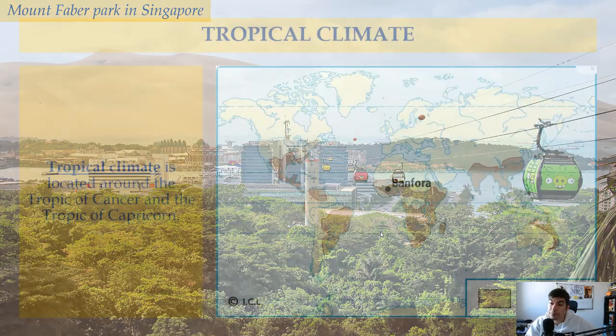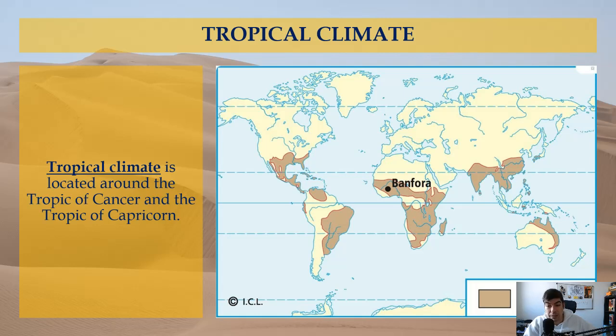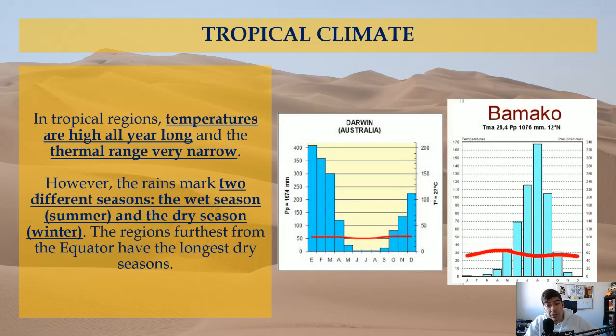Okay. The next climate we have to study is the tropical climate. This climate can be found, as its name says, in the areas near the tropics. For example, here in Central America and in big parts of South America, in most of the southern half of Africa, the south of Asia, and the north of Australia. In these regions, the temperatures are high all year long, as in the equatorial climate, and the thermal range is very narrow, but a bit bigger than in the equatorial climates.